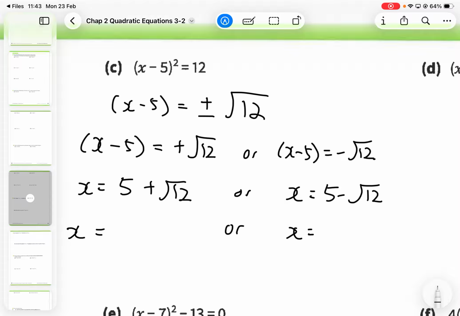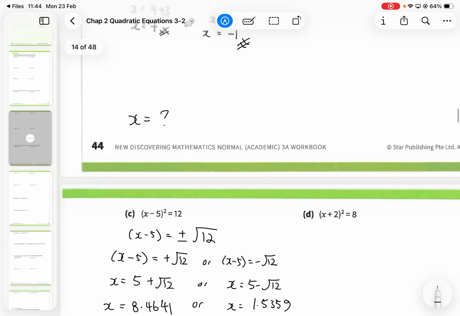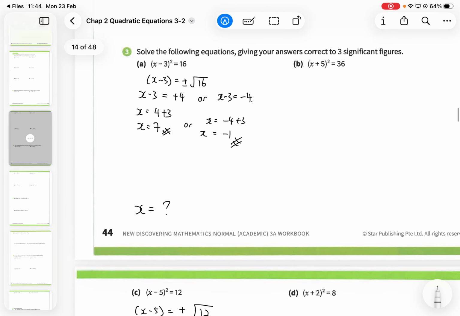See, the x is inside the bracket. I finally want to know what is x one. So I can square root both sides, so that when I square root, the square root and the square cancel. Then I can cancel away the square. So when I square root, I need to square root both sides. So right side also square root. Then when I take square root, I must have plus or minus.